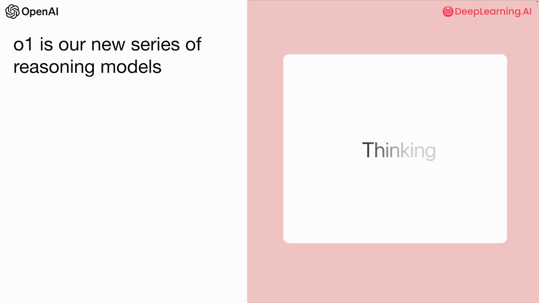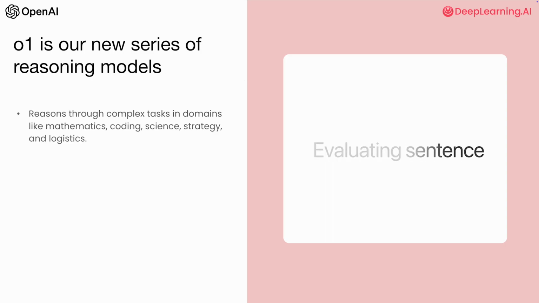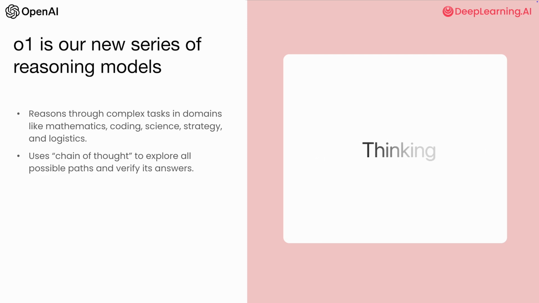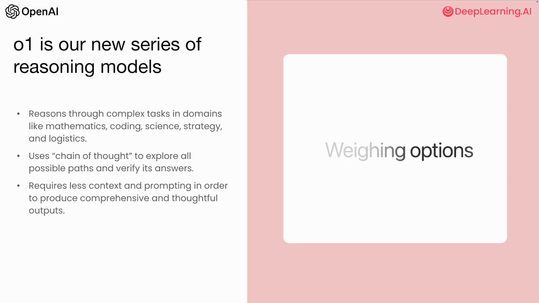What makes O1 so different is that it explicitly thinks before it speaks every time. This helps it reach new levels of performance at complex tasks in domains like math, coding, science, strategy, and logistics. The way it does it is by using chain of thought to explore all possible paths and to verify its answers as it produces them. This means that O1 requires less context and prompting in order to produce very effective results.